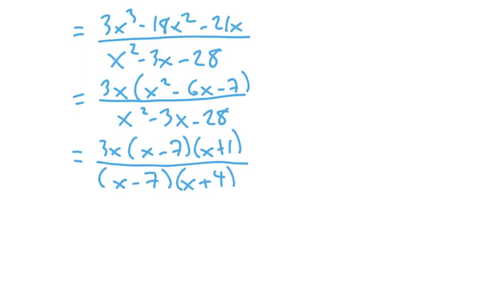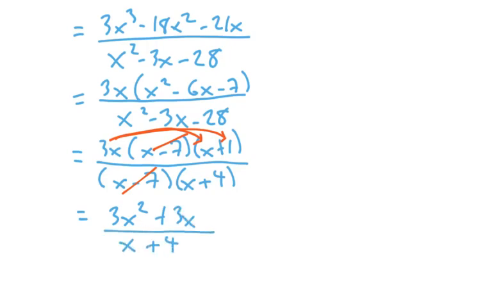Then the x minus 7s divide out. Multiply the 3x back across so that we have a polynomial over a polynomial, 3x squared plus 3x divided by x plus 4.